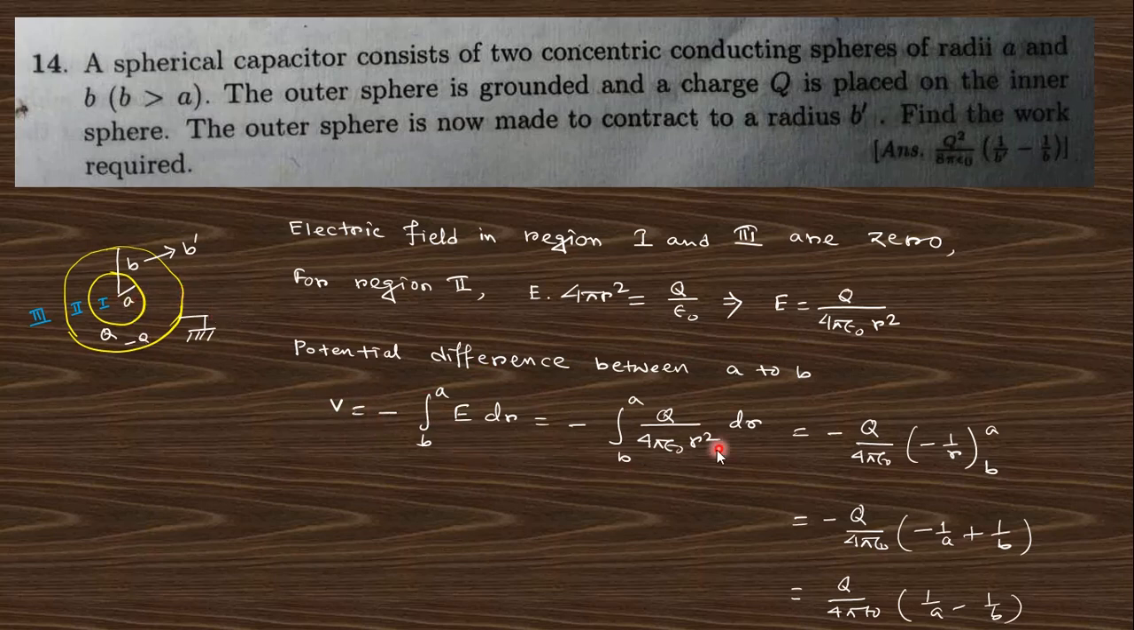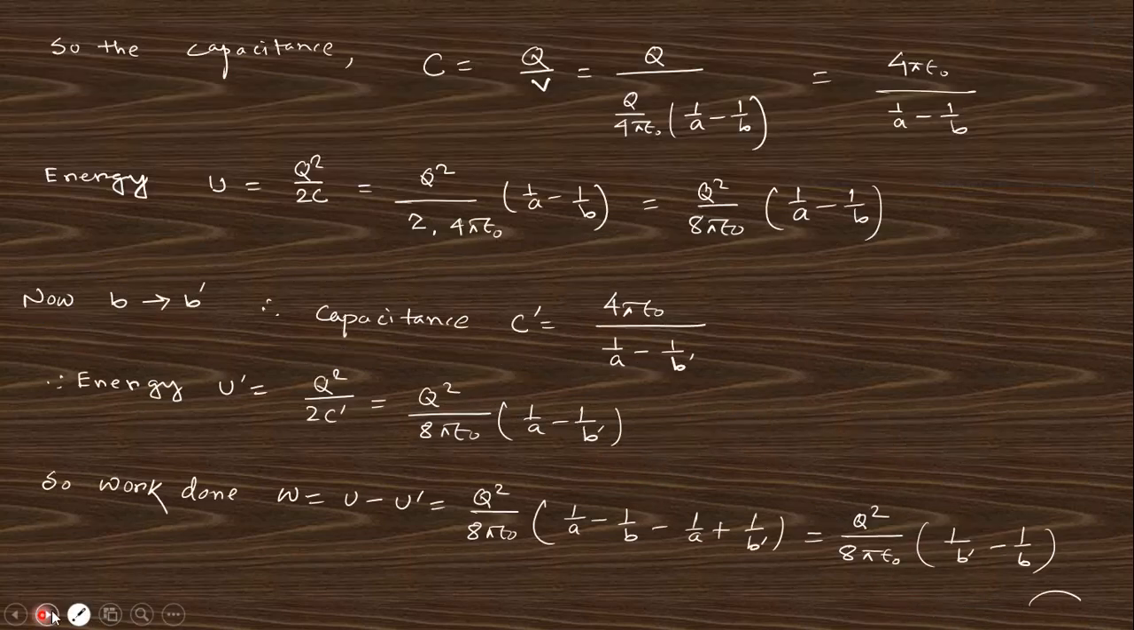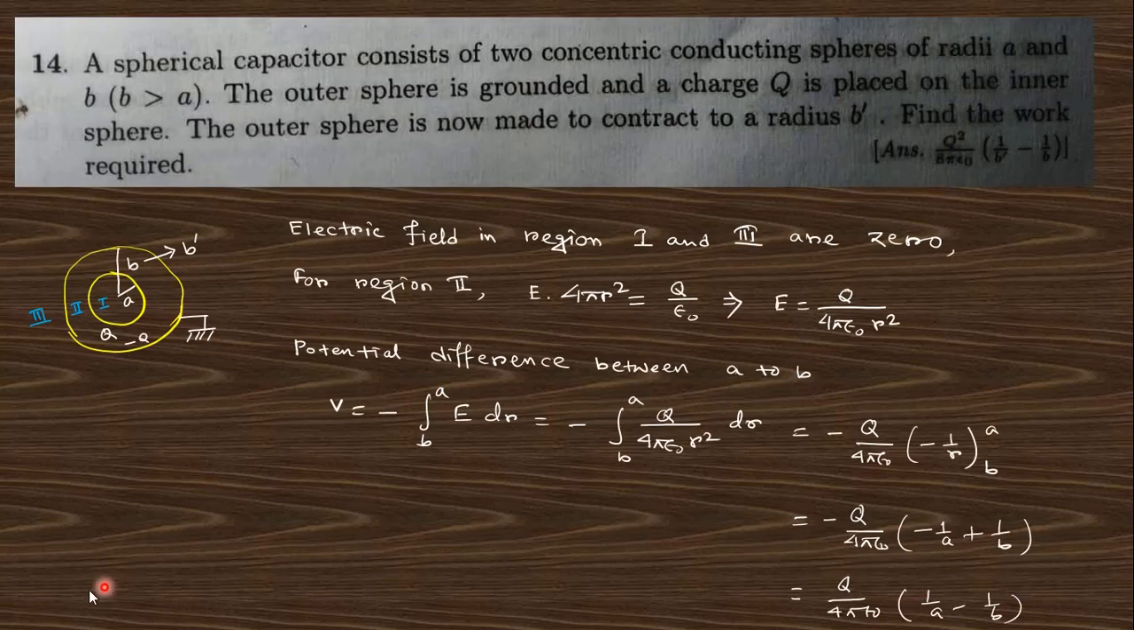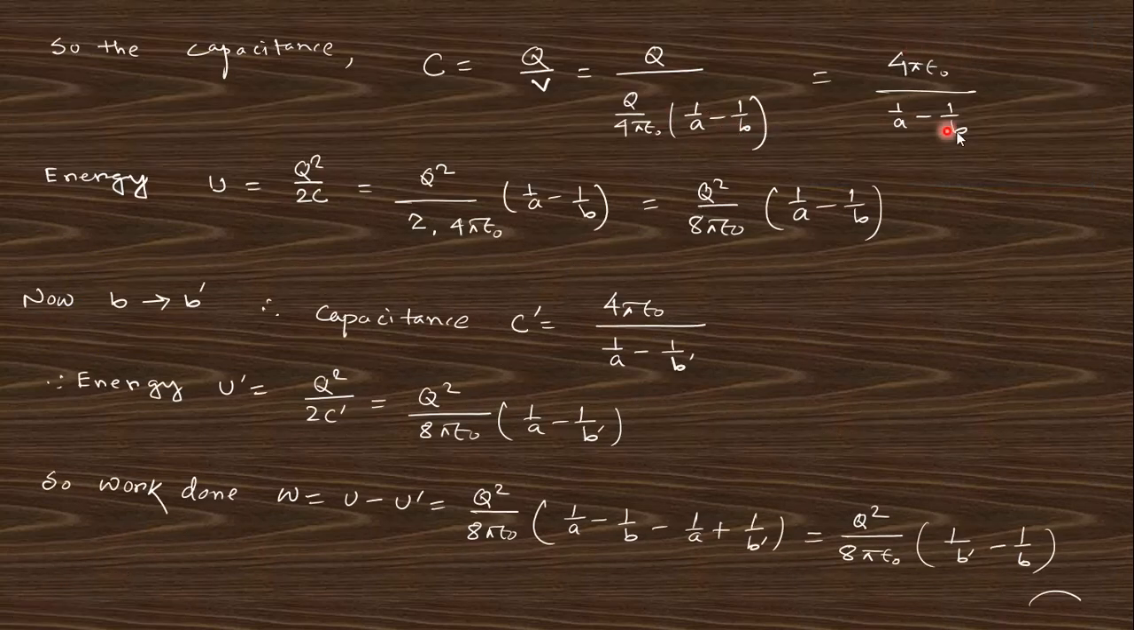From the electric field, we can find the potential difference between these two spheres, that is integral from B to A of E dr. Put this value of E and you will get the potential difference. Then we can find the capacitance: capacitance equals charge by potential difference. Now the energy will be Q squared by 2C, since the charge is constant.